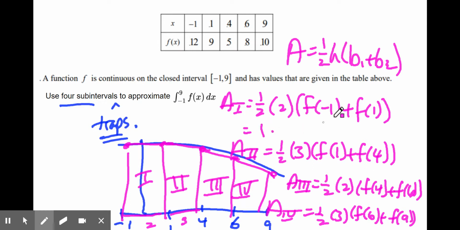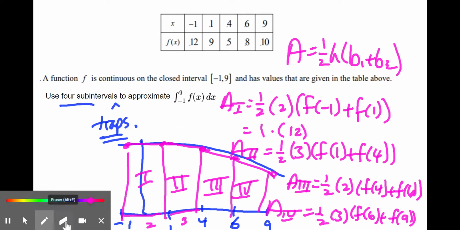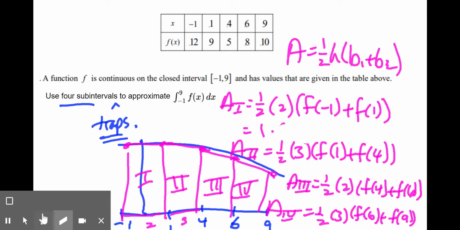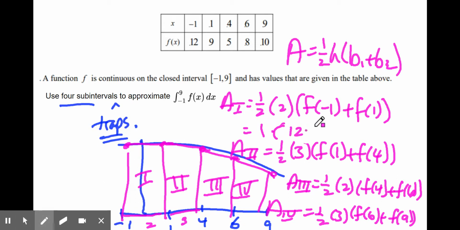Half of 2 is 1. F of -1 is 12. That's supposed to be a 12, not a 0.12. So it's 12, and then f of 1, so this is 12 plus f of 1 is 9, so that's 21 times 1, 21. So the area of this first trapezoid is 21. Find the area of the other three, add them all together, you get the approximate area.